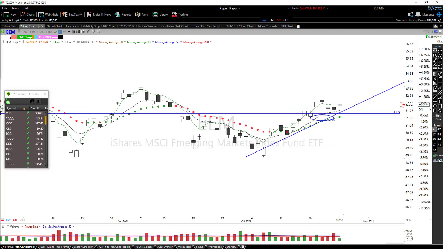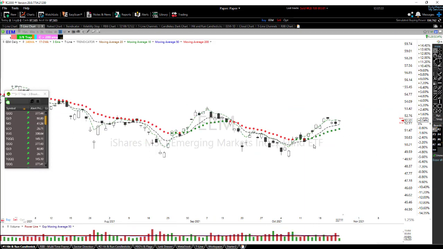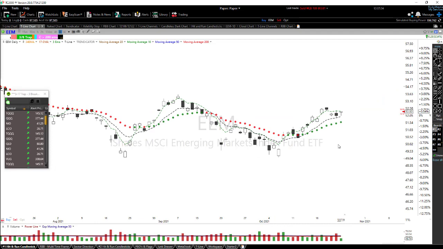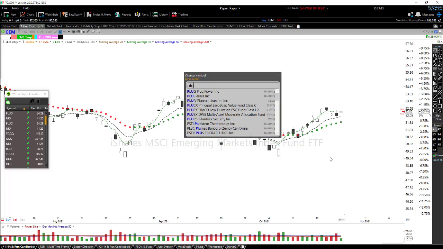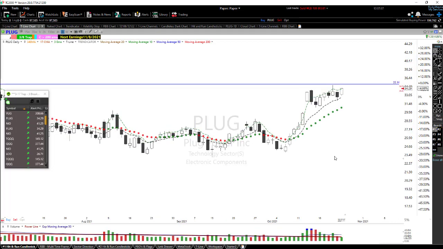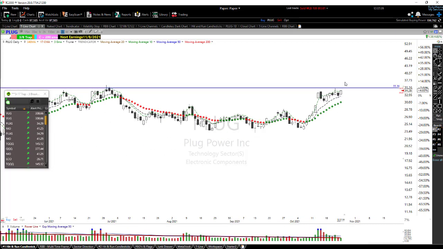Look at EEM. Nice. By the way, this was a 3/8 trap right here. You know, I don't know, Lorenzo. That's something Ed's going to have to share. Hey, Plug is popping up. I know a couple people in Plug. Look at Plug moving up.